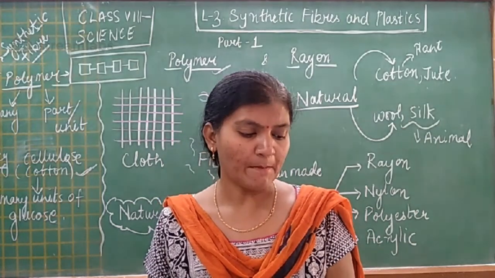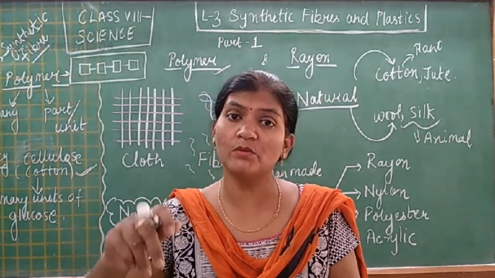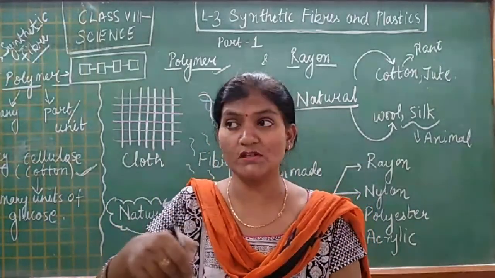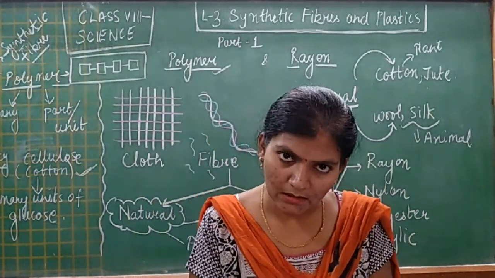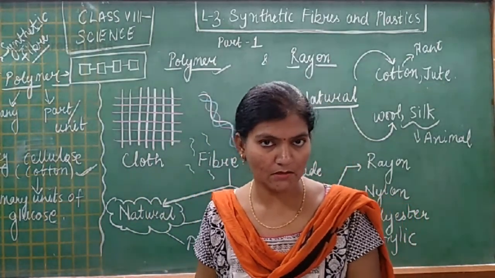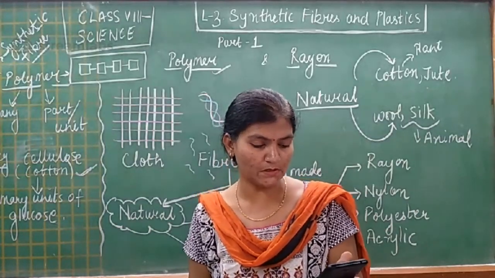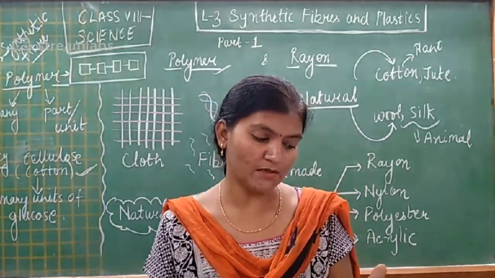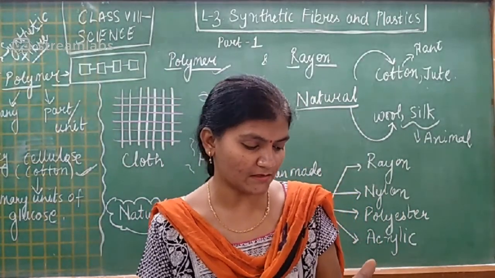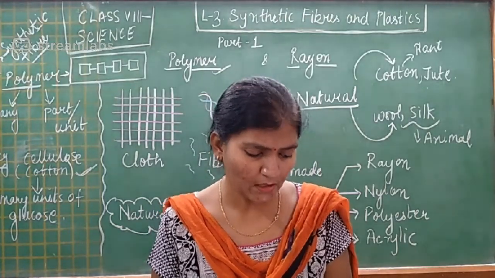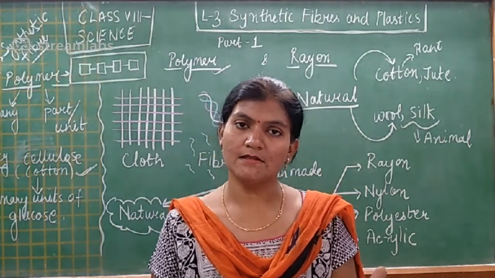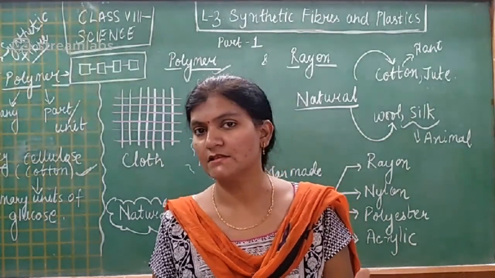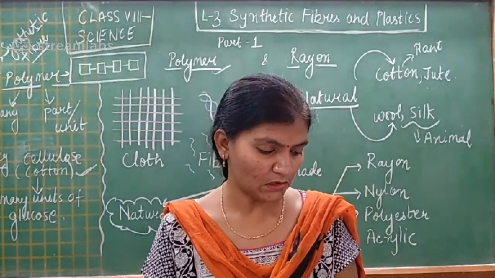Then, ma'am, you have asked what is terylene. We will study terylene in the next topic, because this question is not from this topic. That is a synthetic fiber. You have many more doubts. Ma'am, how to define polyester and acrylic? Again, beta, you are asking a question that we'll learn in the next topic. Actually, polyester is a type of synthetic fiber, and it is a polymer, and acrylic is artificial wool.